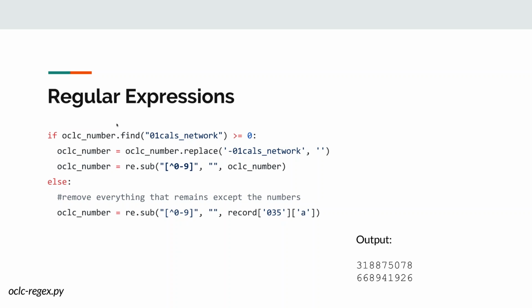So I've got another conditional. I'm using my find method again. And in this case, the records that I'm providing are from our ALMA network zone environment.